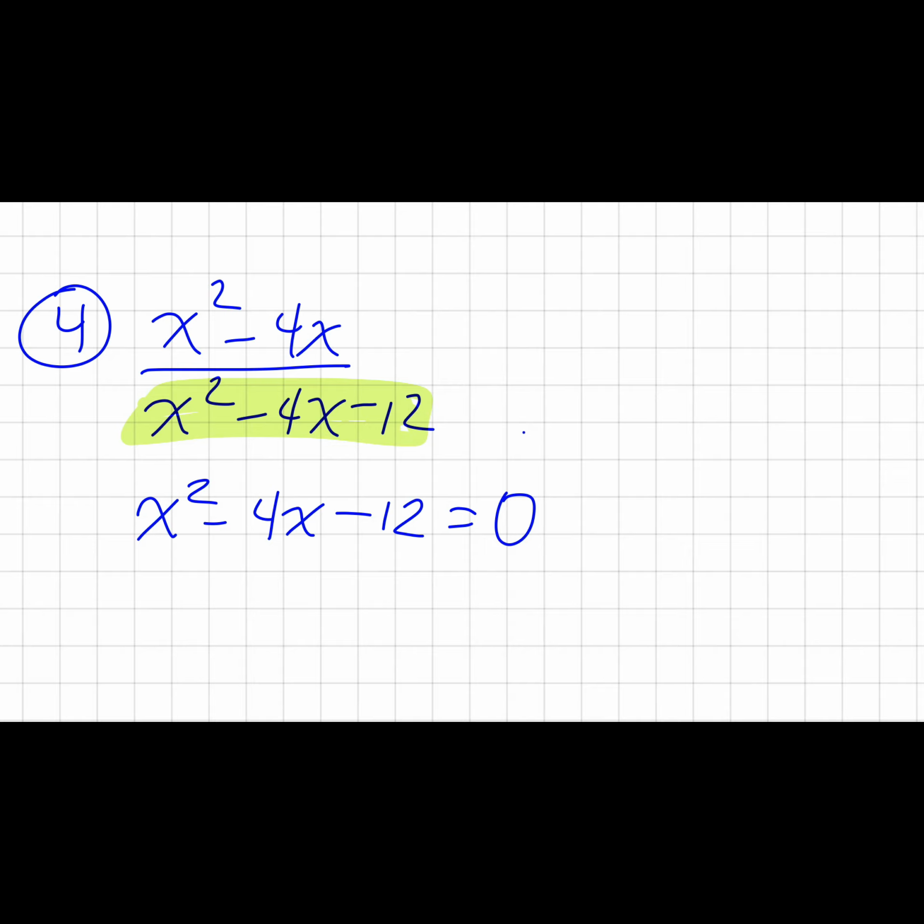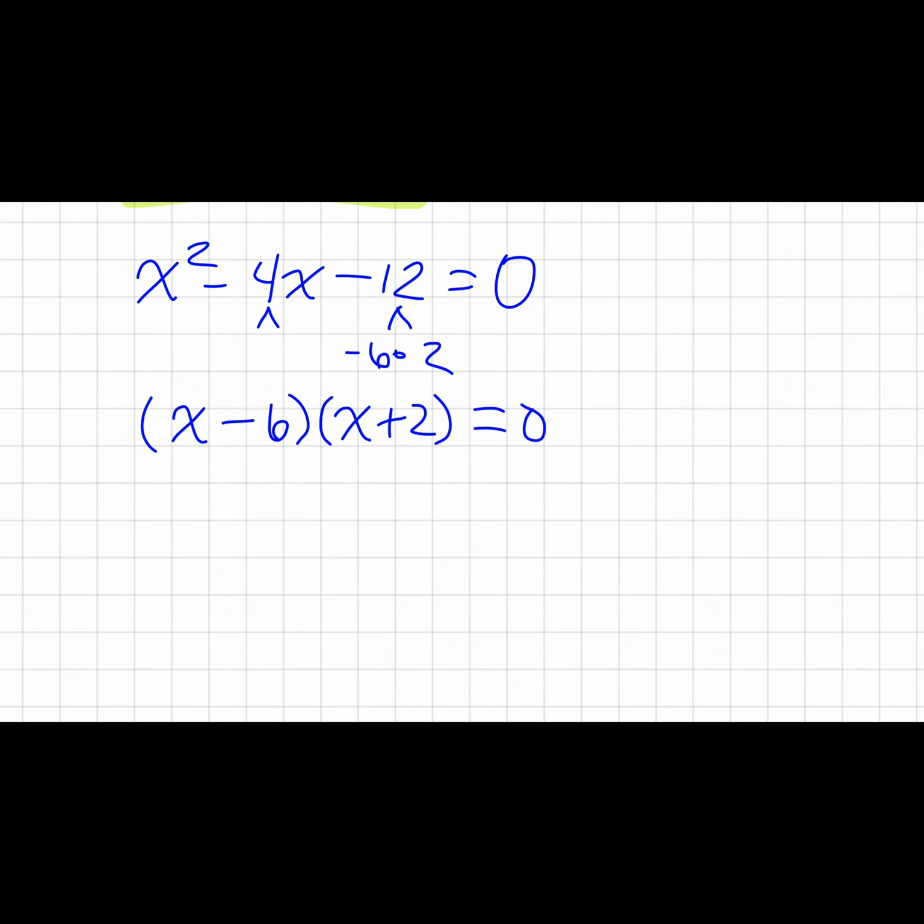So again, when you have a quadratic expression equal to 0, the way that you solve these problems, which you should have learned in Algebra 1, is to factor the expression into its two factors. So I'm looking for two numbers that multiply to give me a -12, but when I add them I get a -4. And this is -6 and +2. I have x minus 6 and x plus 2 equal to 0. This is because -6 times 2 will give me -12, but -6 plus 2 will give me a -4. So now once I have this set equal to 0, again, what I'm using here is called the zero product property.